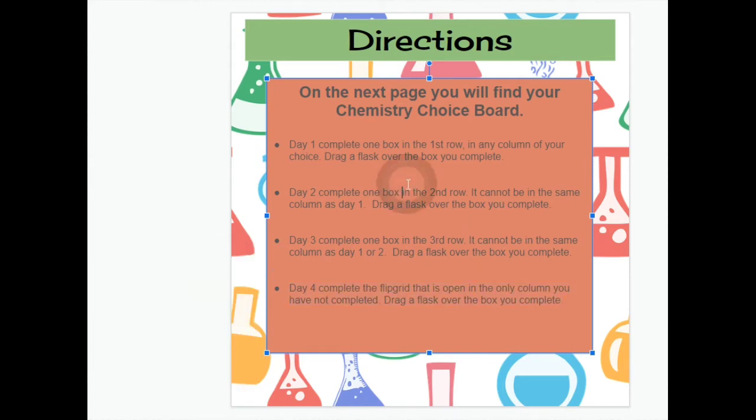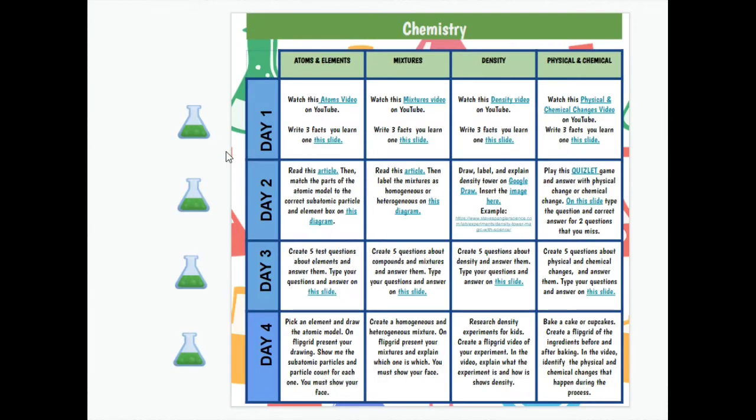The way I have this choice board set up, if you read the directions, they will complete 1 row each day. But as they're completing the rows, they cannot complete anything in the same column. So I'll show you how that's set up. You can see at the tops of the columns, it has the topics, and then the rows are the days. So atoms and elements, mixtures, density, physical, and chemical.